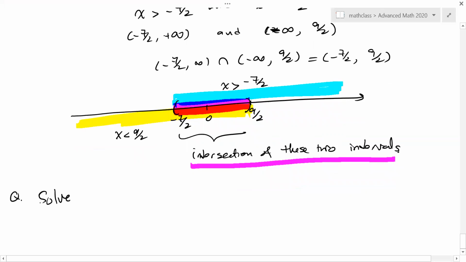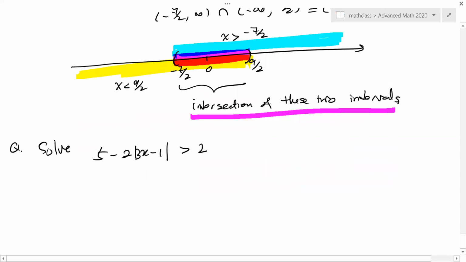All right. Let's try another problem. 5 minus 2 times the absolute value of 3x minus 1 is greater than 2. All right, so let's do this problem. Please work on this. Yeah, definitely there's a solution here. Because if you make the absolute value to be 0, then yes, 5 is greater than 2.